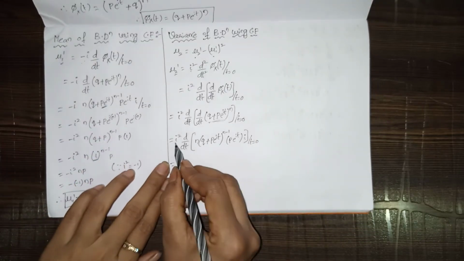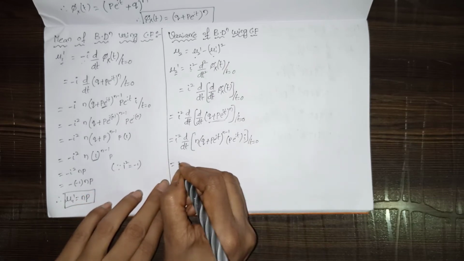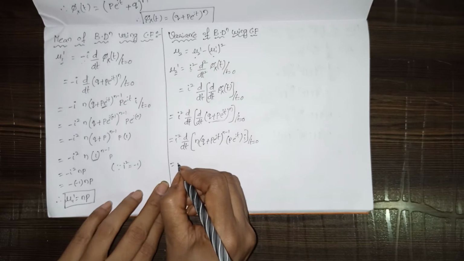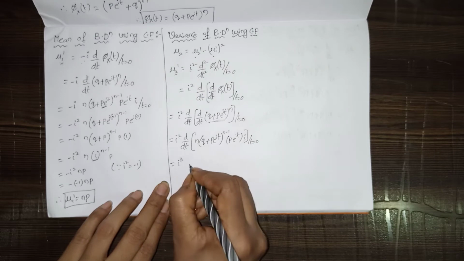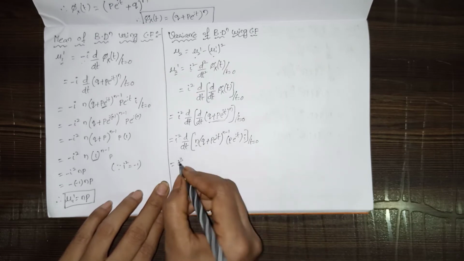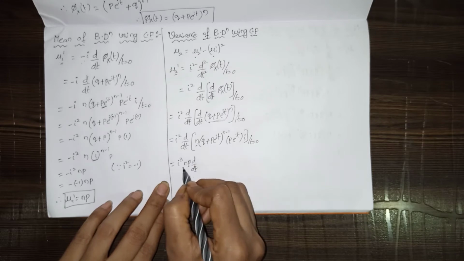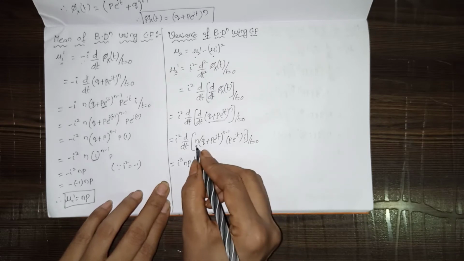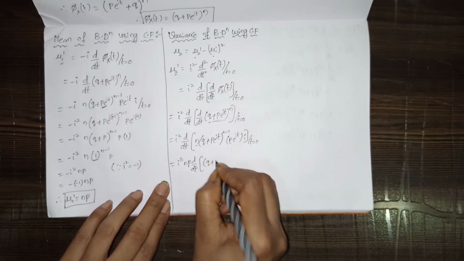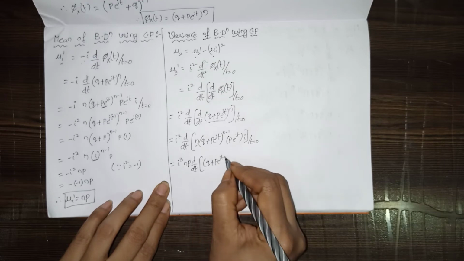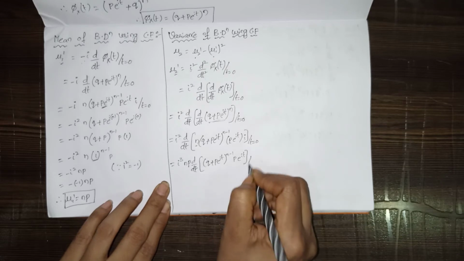So here i square, here i, we are going to bring outside. So i cube. Here n and p also we are going to bring outside, so np d by dt, because these terms do not have the t variable. That's why we took them outside. So into (q plus p into e power it) whole power n minus 1 into e power it, where t equals 0.